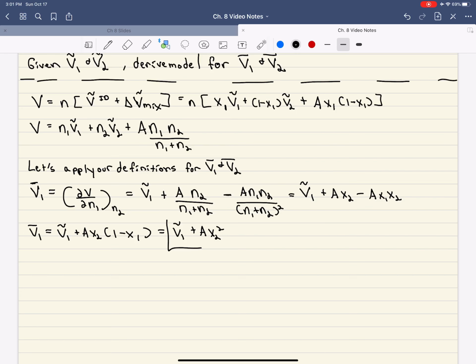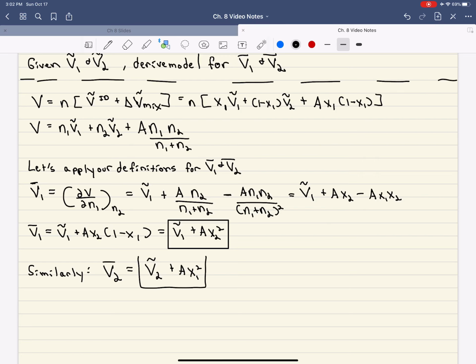So our partial molar volume for species 1 from our model derivation can be described by this. And similarly, if we went through the same exercise for V bar 2, we would find that V bar 2 would follow this relationship.